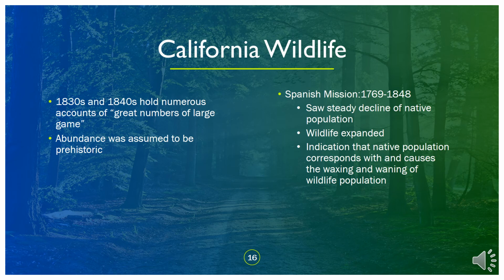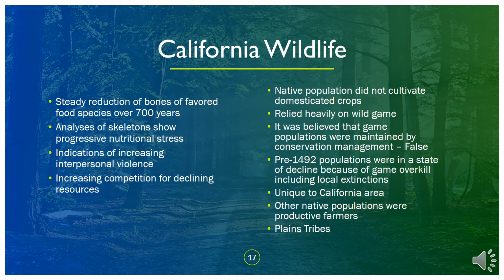And that is an indication that native population corresponds with and causes the waxing and waning of wildlife population, because the wildlife numbers recovered rapidly and were a major food in the early Spanish missions and settlements. So, there has been a steady reduction of bones, a favored food species, for over 700 years. And the analysis of skeletons shows progressive nutritional stress as well as indications of increasing interpersonal violence. And this shows an increasing competition for declining resources.